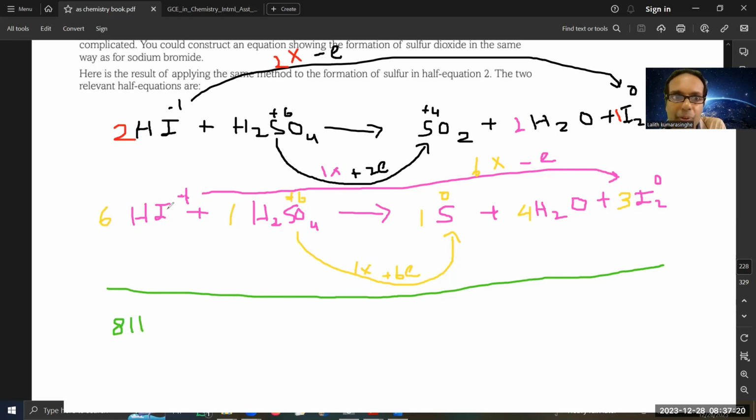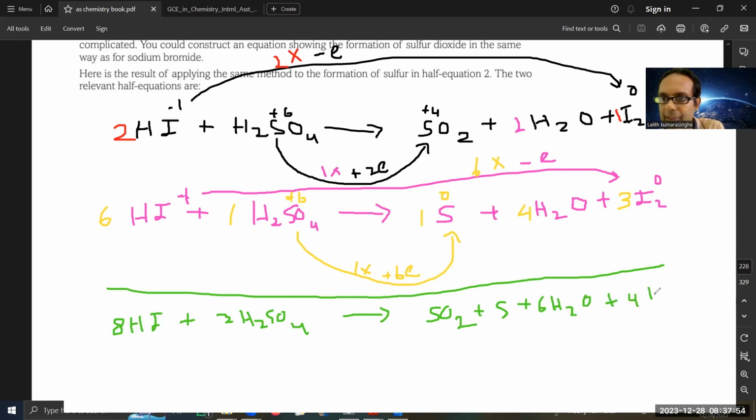Now for bromide, I don't have to write the bromide here. The first equation will be bromide. So I add it and show HI, and I get 2H2SO4, sulfur dioxide, sulfur, plus 6 water molecules, plus 4. Okay, write that down.